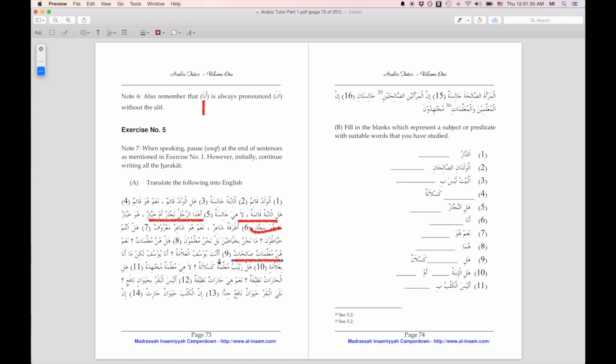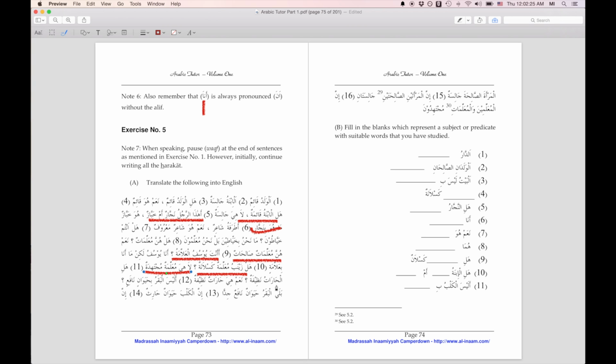Jama muannas. أنت يوسف العلامة؟ Are you the very learned scholar Yusuf? أنا يوسف لكن ما أنا بعلامة. I am Yusuf, but I am not the learned scholar, the very learned scholar. هل زينب معلمة كسلانة؟ Is Zainab a lazy teacher? لا هي معلمة مجتهدة. No, she is a diligent, or I guess the opposite of lazy, active teacher.